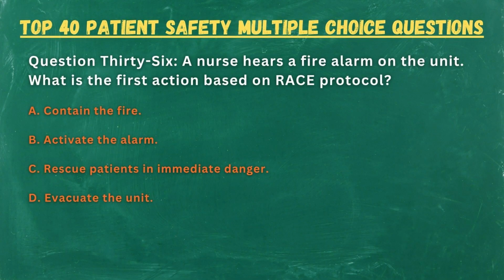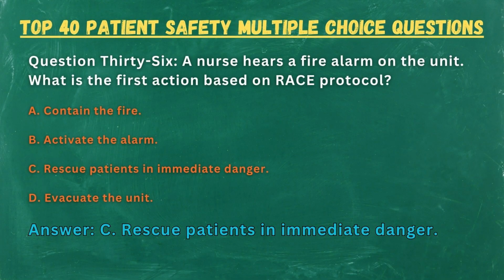Question 36. A nurse hears a fire alarm on the unit. What is the first action based on RACE protocol? A. Contain the fire. B. Activate the alarm. C. Rescue patients in immediate danger. D. Evacuate the unit. Answer: C. Rescue patients in immediate danger.